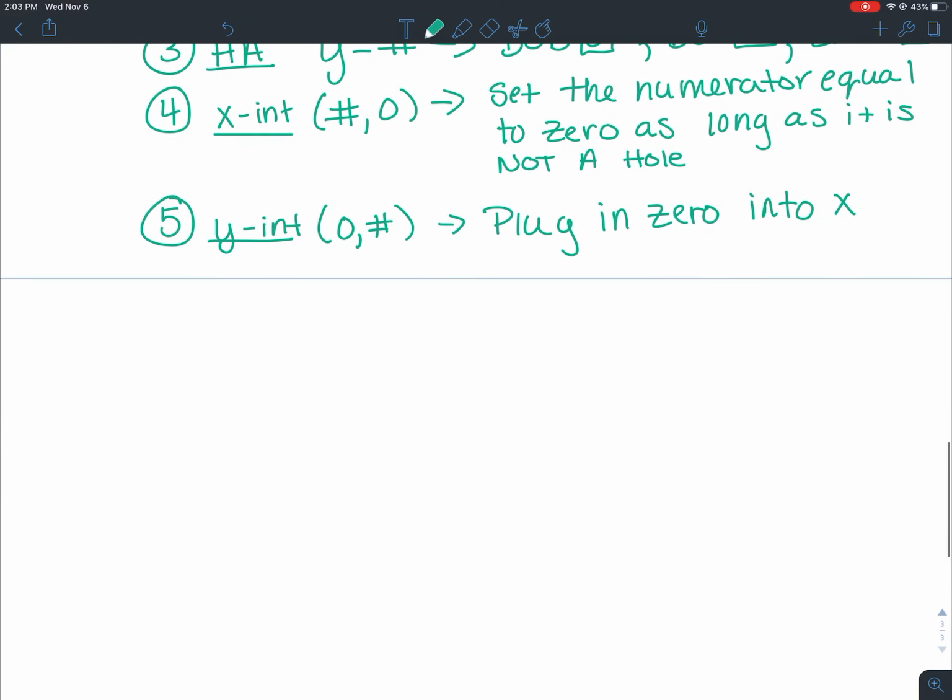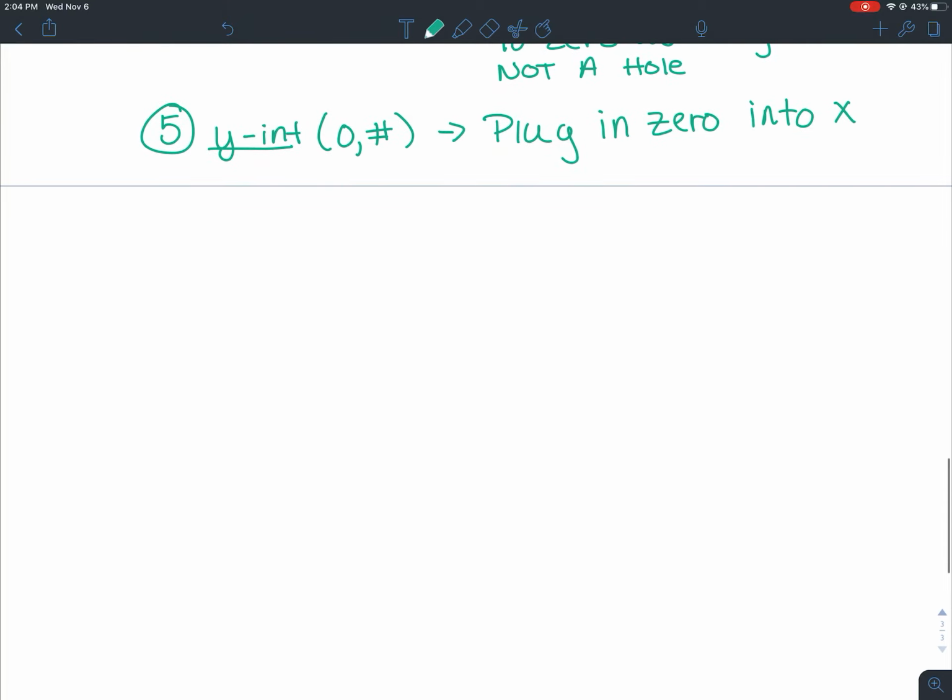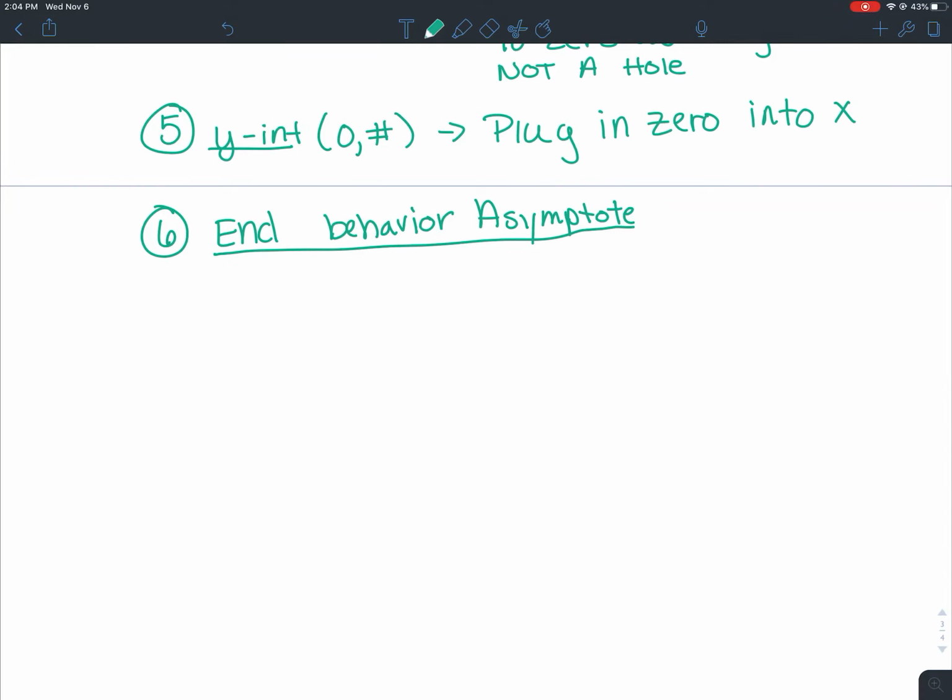You can't have more than one y-intercept. You can have more than one x-intercept, but you can't have more than one y or it wouldn't be a function. All right, last thing, and brand new, last thing we're going to do in this video is you have to know there's 3 different types, and I think I warned you in the last video. The end behavior asymptote. And I really hate spelling, so I don't write that. I call it the EBA, just like I did with vertical and horizontal.